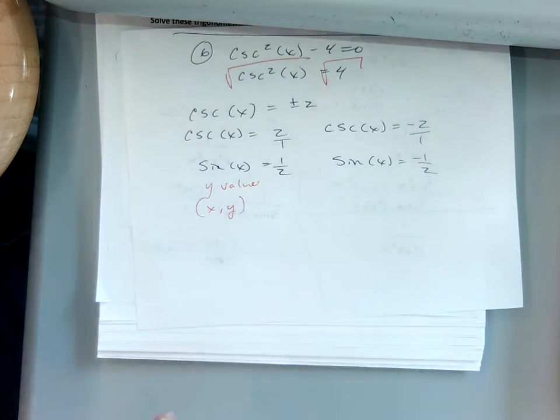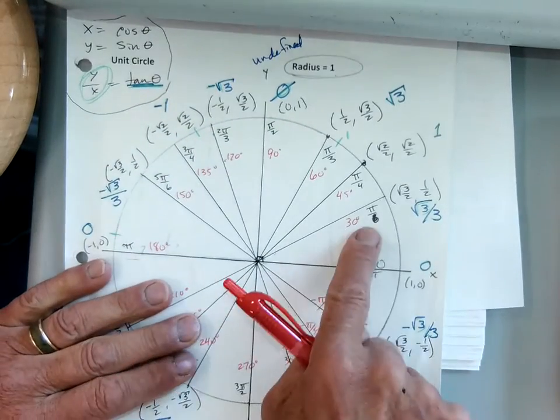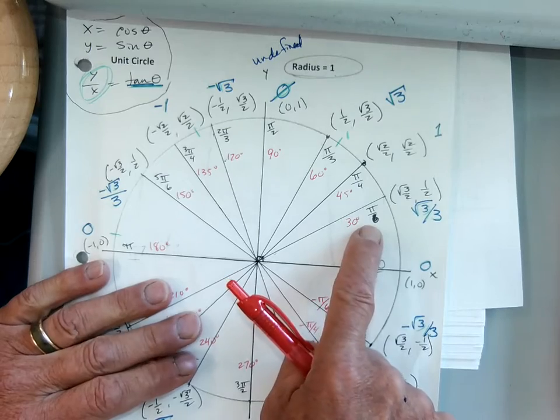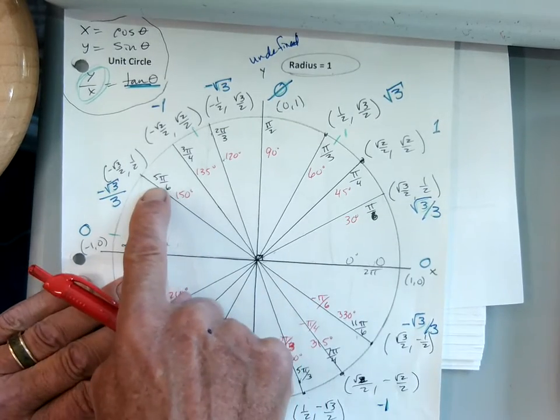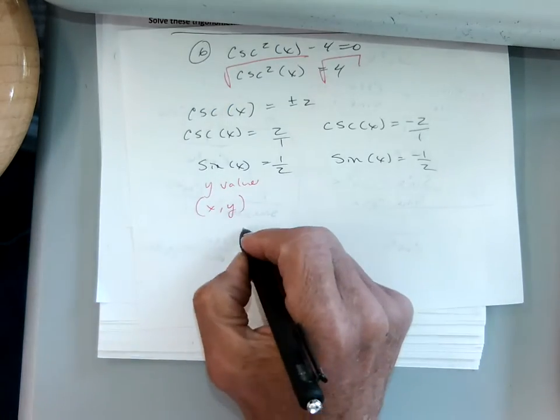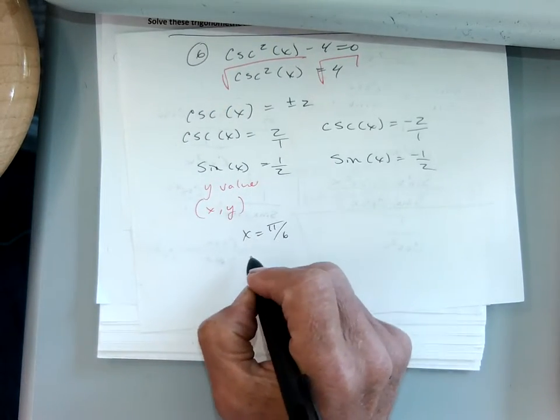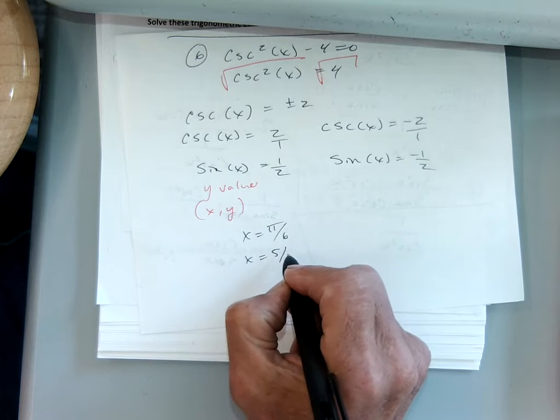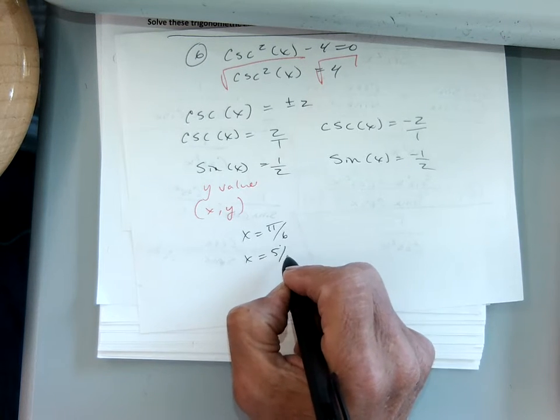So if I look at my circle for 1/2, it's right there, pi/6. So one answer is pi/6. And the other, there's 2 answers, 5 pi/6, right? So I've got an answer of pi/6 and 5 pi/6.